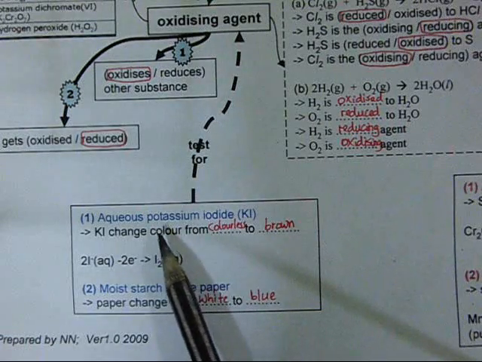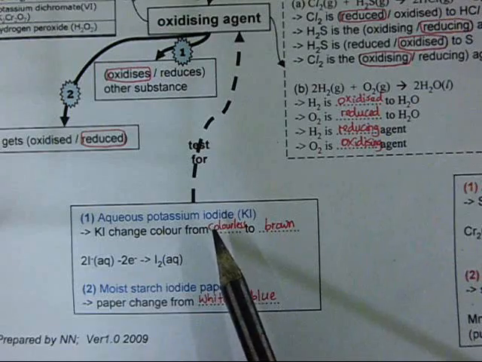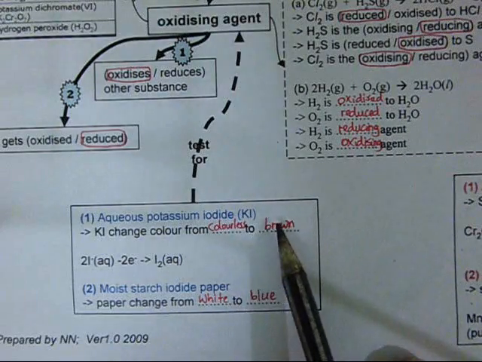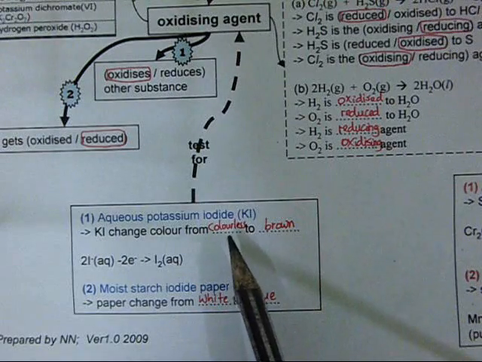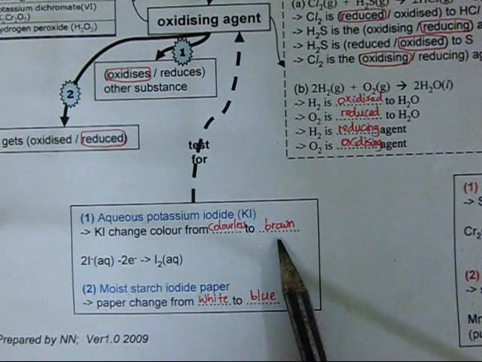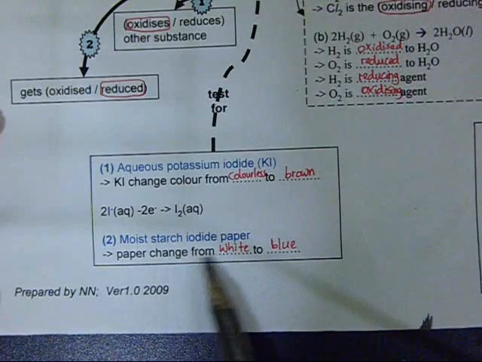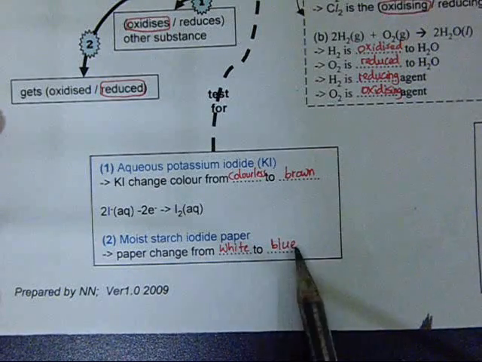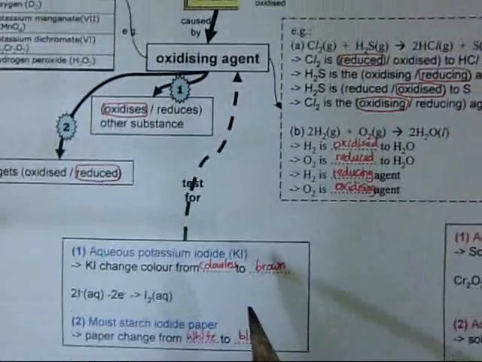So for example, aqueous potassium iodide, when it is used to test for an oxidizing agent, and when the oxidizing agent is present, there will be this color change from colorless to brown. And then for moist starch iodide paper, the color change will be from white to blue. So these 2 reducing agents are used to test for oxidizing agents.